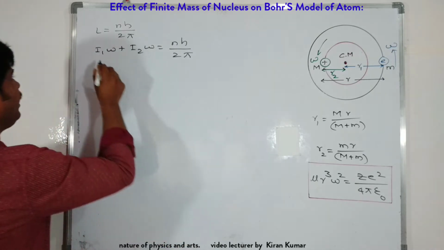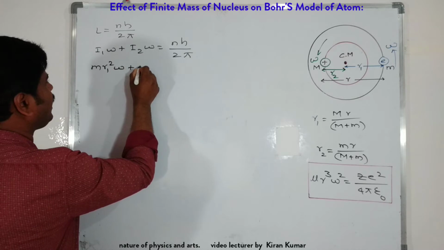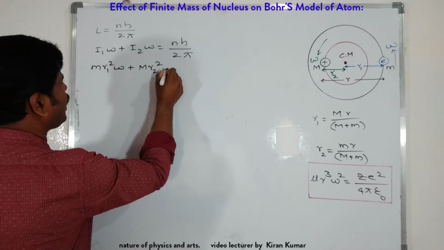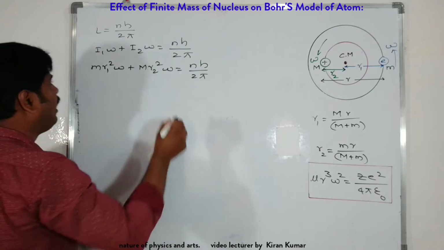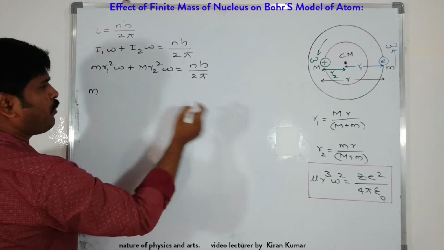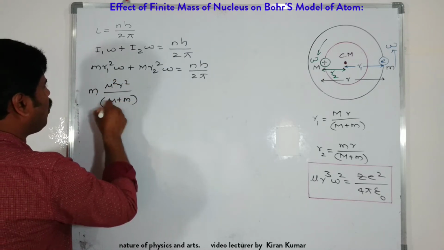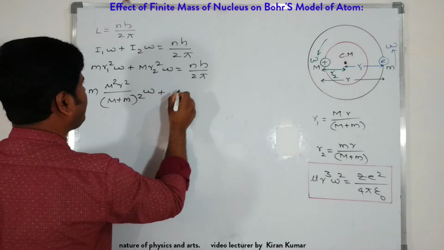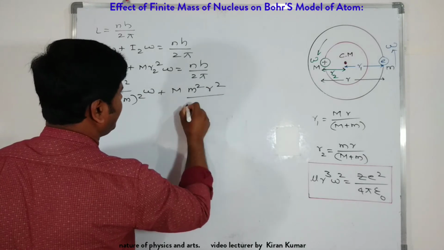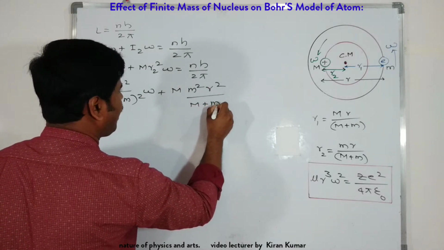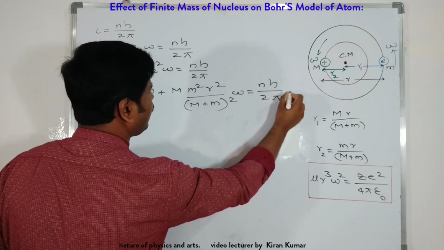Here I1 is m r1 square omega, I2 is capital M r2 square omega, which is equal to nh by 2 pi. And here m into r1 value is capital M square r square divided by capital M plus small m whole square into omega, plus capital M small m square r square divided by capital M plus small m whole square into omega, which is equal to nh by 2 pi.